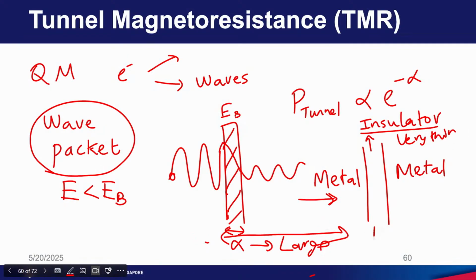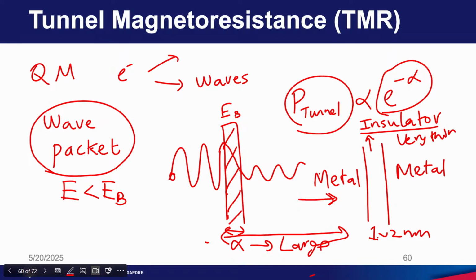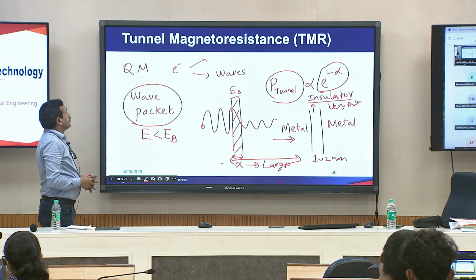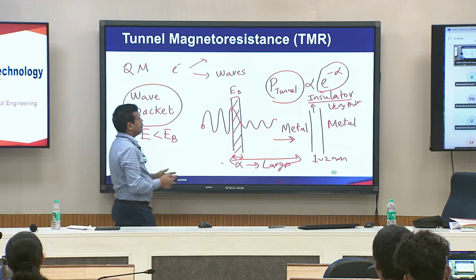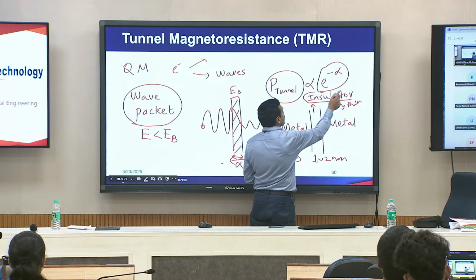So, if you make the insulator 1 nanometer or about 2 nanometer, then electrons can tunnel from this metal to the other metal. But if you make this insulator like 50 nanometer, then electrons cannot tunnel, because the tunneling probability decays something like this. So, if alpha is large, then the tunneling probability will be very, very small. Okay. So, we can observe the tunneling phenomenon when we use thin layers of insulator.